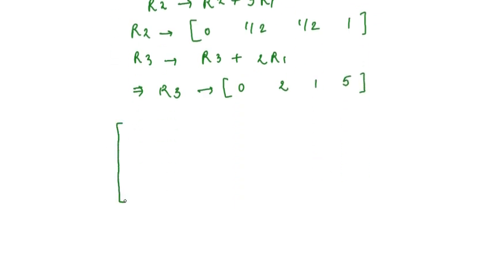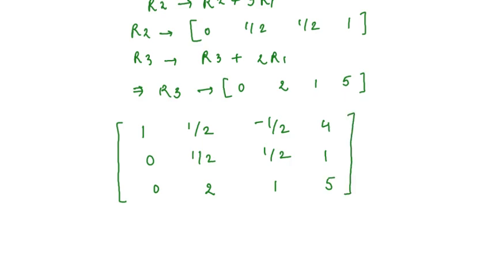And the matrix becomes this 1, half, minus half, 4, 0, half, half, 1, 0, 2, 1, 5. Now the first column has been completed. Now we move to the second pivot. Here we have the pivot as half. Make it equal to 1, no?